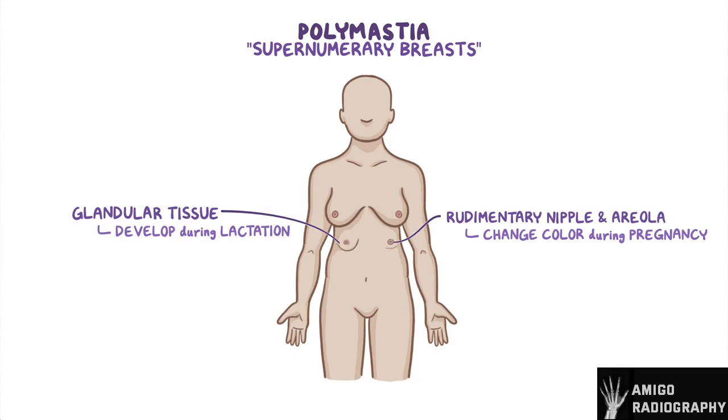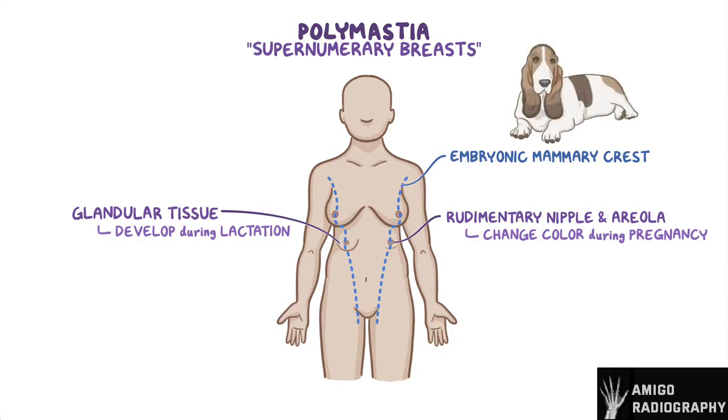Supernumerary breasts can appear anywhere along a line that extends from the axilla to the groin. That's because this is the location of the embryonic mammary crest from which the breasts develop and along which breasts develop in animals with multiple breasts, such as female dogs.